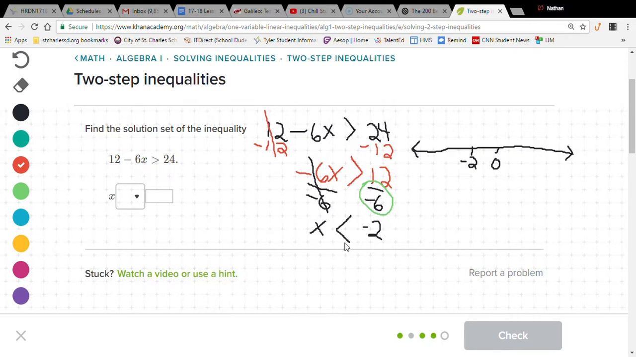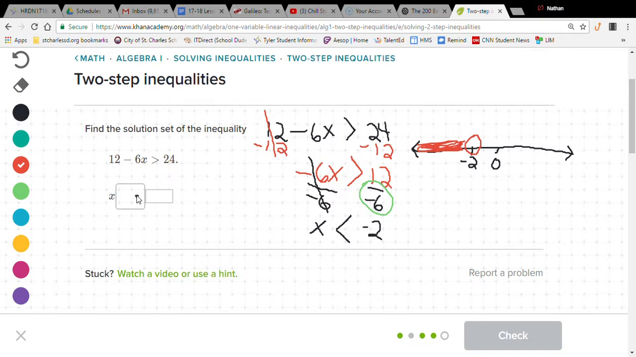This says x is less than negative 2. Open circle at negative 2, because my problem set does not include negative 2. X is less than negative 2. So I'm going to shade to the left of the negative 2, because those numbers are less than negative 2. And it's an open circle because my answer does not include negative 2. So that's what the graph of this inequality would look like.